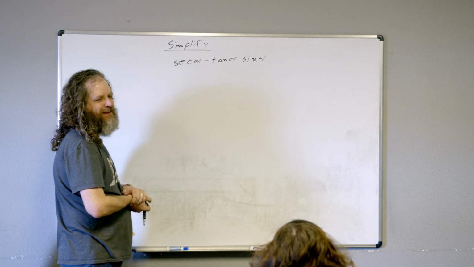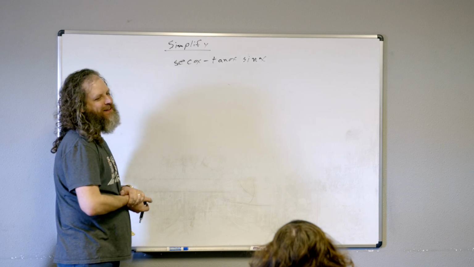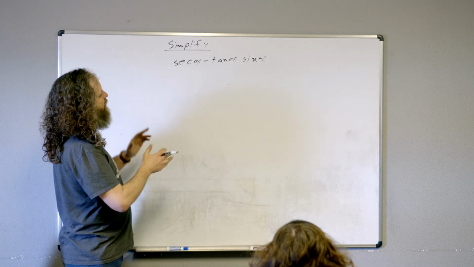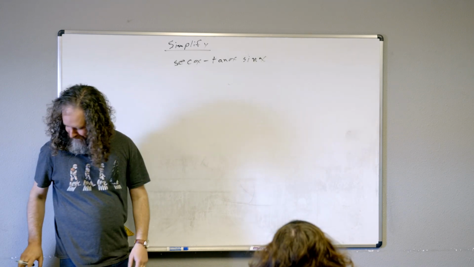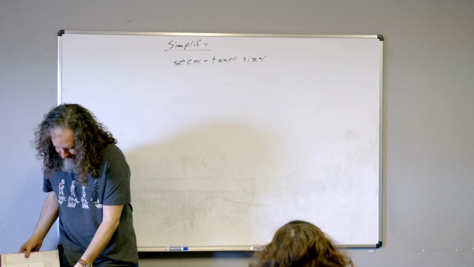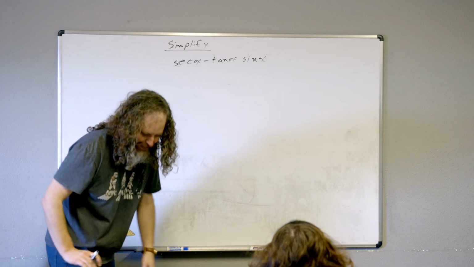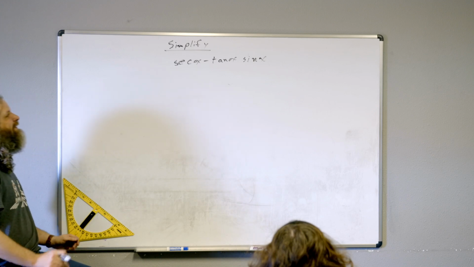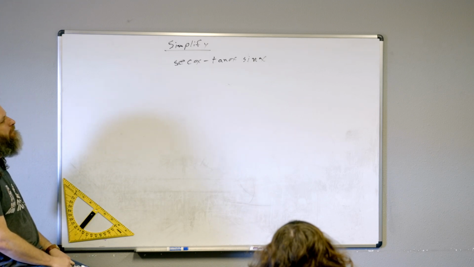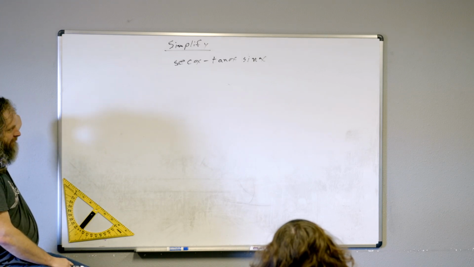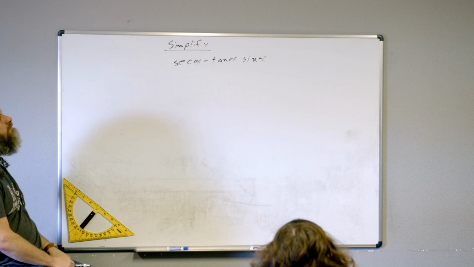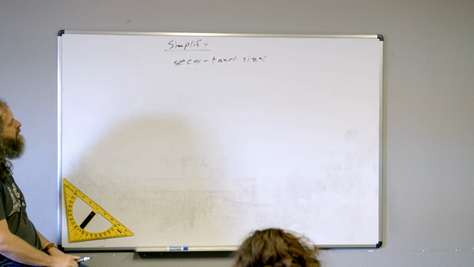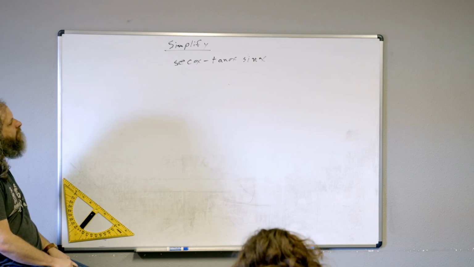I said we're going to use something, and then you said we're never going to use it, and you were right. So, what could we use to simplify this? We're trying to make it have fewer trig ratios. So this is secant x minus tangent x, times sine x. Can I put it in parentheses? Yeah, if it helps you see things.